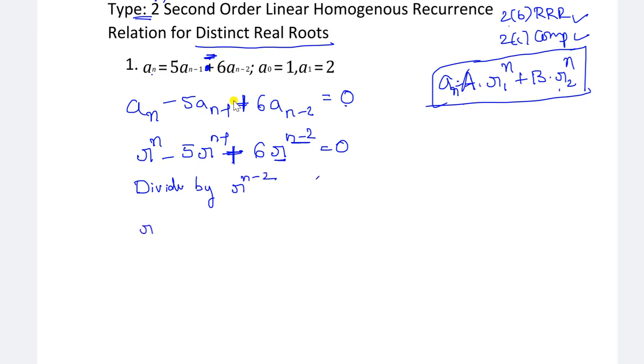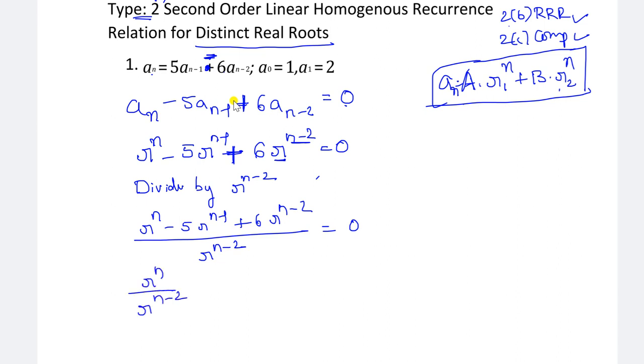Now, r^n - 5r^(n-1) + 6r^(n-2), divided by r^(n-2), right? So 0 divided by r^(n-2) is 0 only, so directly I write it here 0. Next, r^n by r^(n-2), minus 5 into r^(n-1) by r^(n-2), then plus 6 into r^(n-2) by r^(n-2), equal to 0.